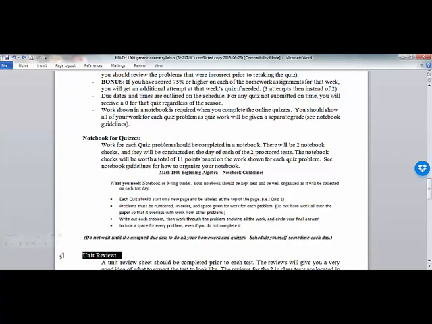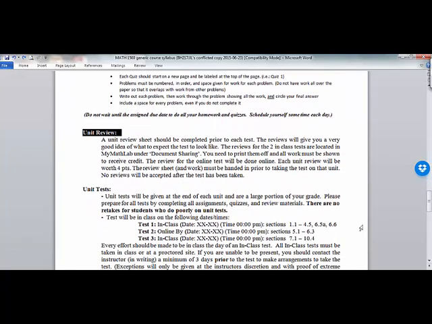Next item are the unit reviews. A unit review sheet is something that you'll complete prior to each test. These reviews will give you a very good idea of what to expect the test to look like. The reviews for the 2 in-class tests will be located in MyMathLab under the document sharing. What you'll do is print those off and show your work for all of them in order to receive full credit. The review for the online test will be done online.